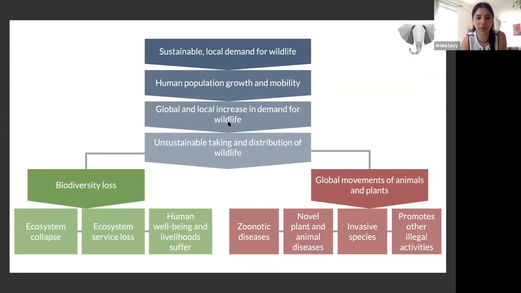Through this flowchart, we can visualize the impact of wildlife trafficking. Local sustainable demand for wildlife has over the years grown with human population growth and mobility. This has led to the unsustainable taking and distribution of wildlife with two major consequences: biodiversity loss and the global movement of plants and animals, resulting in the spread of zoonotic diseases. I will discuss these further in this presentation.